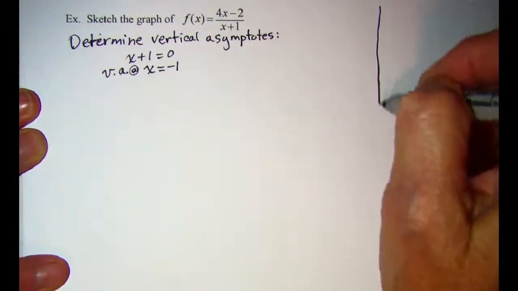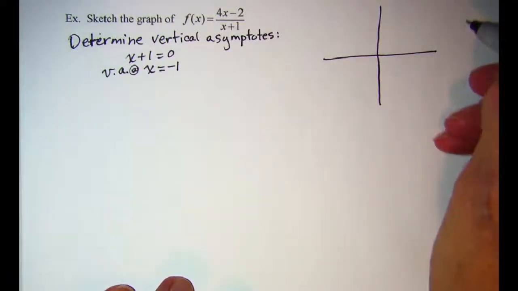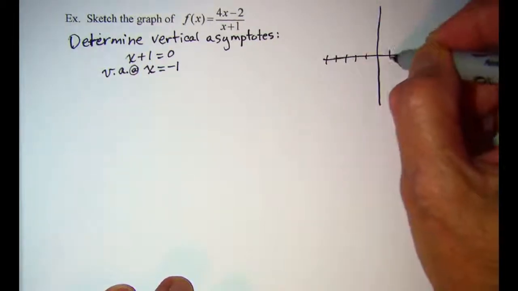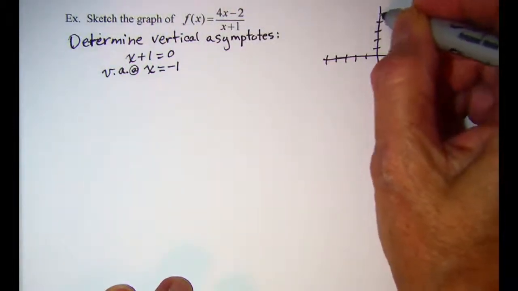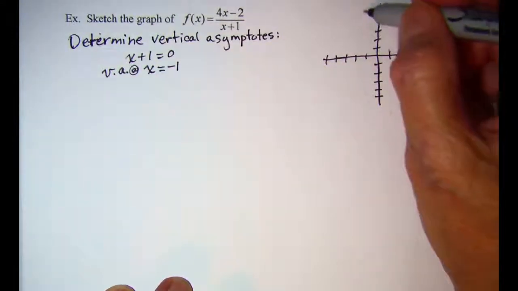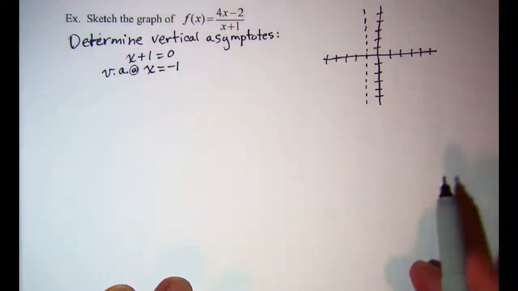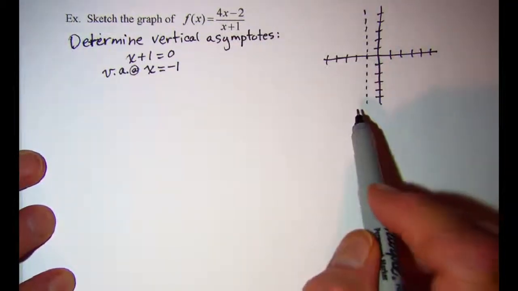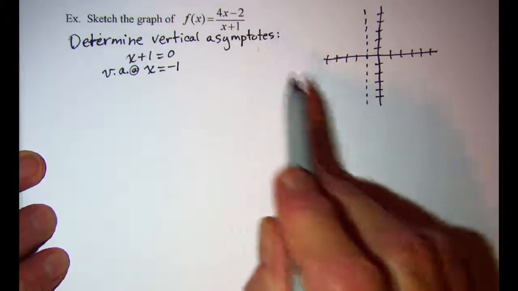I'll start graphing over here. So -1 is the vertical asymptote. That means we're not going to be allowed to let our graph cross this vertical line. If it did, then x would equal -1 and we'd have division by 0.